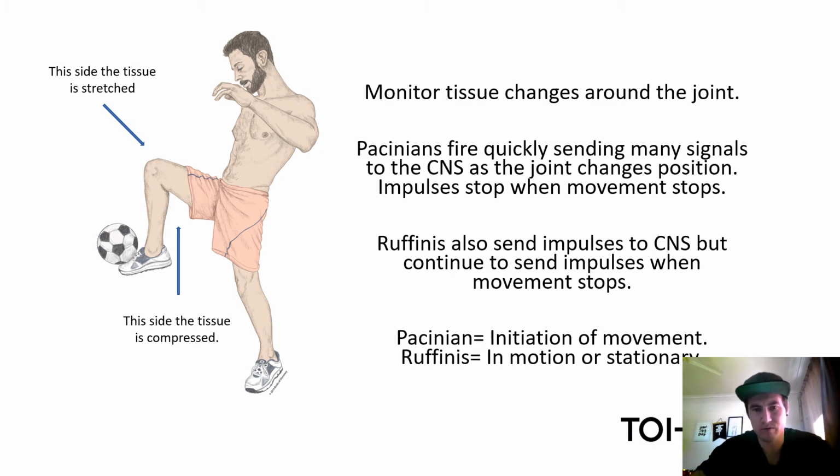Pacinian corpuscles fire quickly, sending many signals to the central nervous system as joint position changes. And then impulses stop when movements stop. So if we're not moving, then they aren't detecting that change around the joint. Ruffini's corpuscles also send impulses to the central nervous system, but continue to send impulses even when movement stops. Pacinian is initiation of movement, so when movement is happening. Ruffini's is in motion already, or stationary.